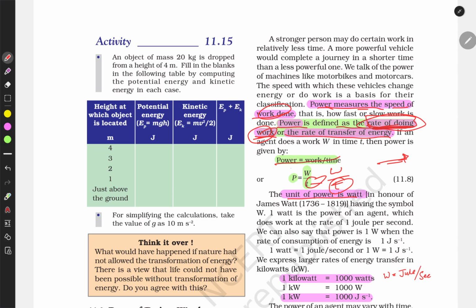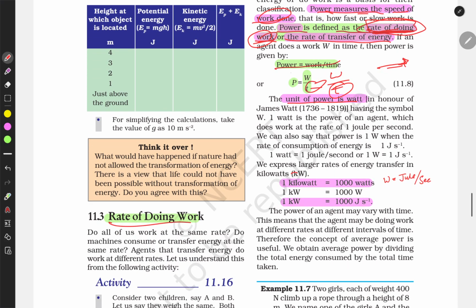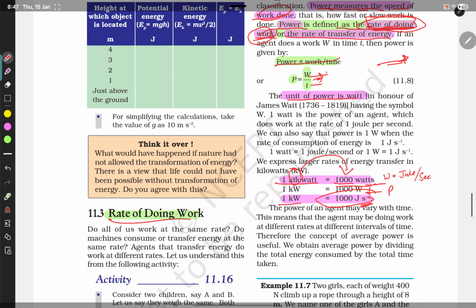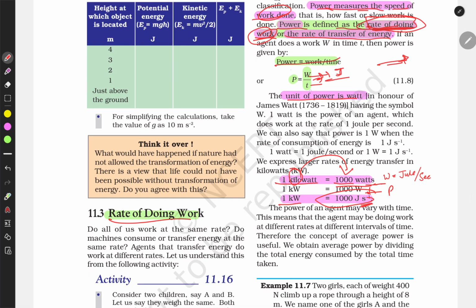The unit of power is the watt, and kilowatt, kilo means 1000, so 1 kilowatt has 1000 watts. A watt is also expressed as joule per second. Power is watt, joule per second. Work has the unit joule, and time has the unit second, so second goes up here as s minus 1. This is joule per second.